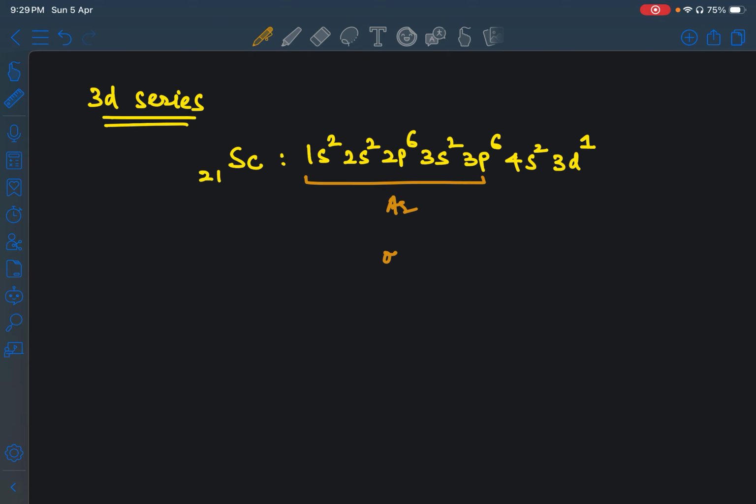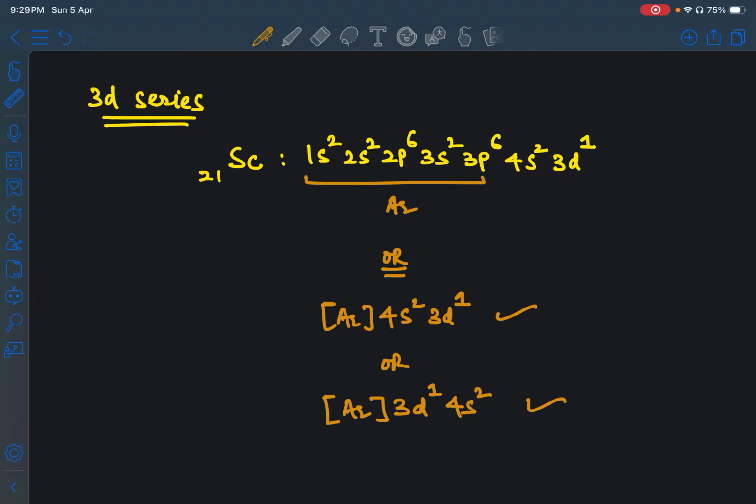So can I write this configuration like this: [Ar] 4s2, 3d1. This is how we can write. Okay. So this is a correct representation, or we can also write it like this, because sometimes the shells are written in increasing order. Obviously, electrons are first filled in the 4s because it has lower energy than 3d. But generally, it's a convention to write the lower shell first. So we have 3d1 and 4s2. This is also accepted. So both forms are completely accepted. So this is how we can write for scandium.